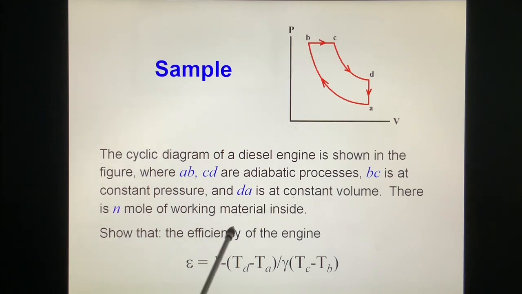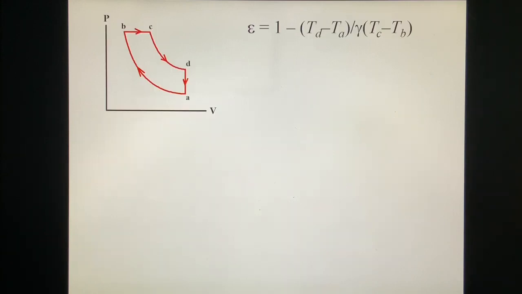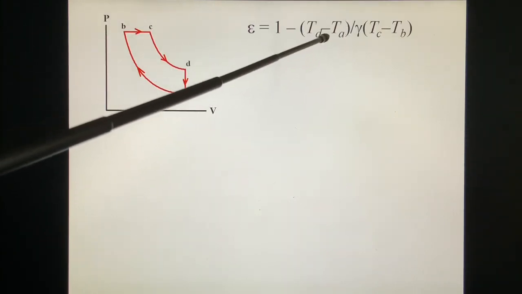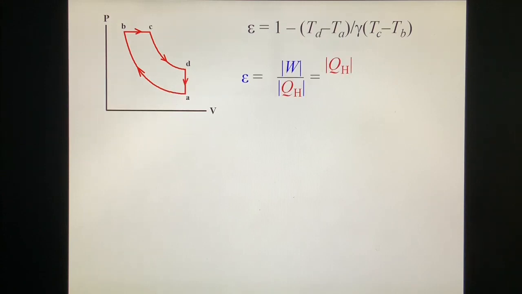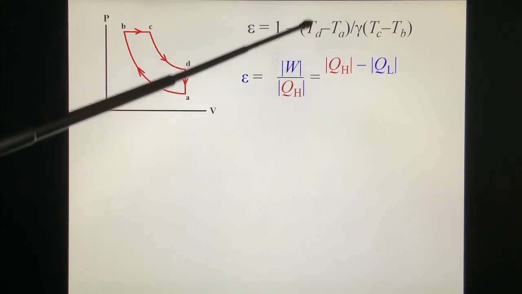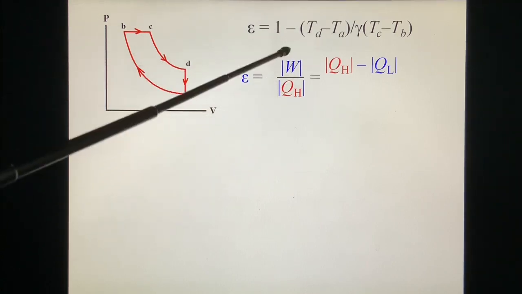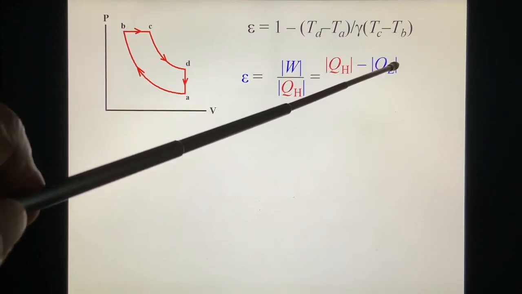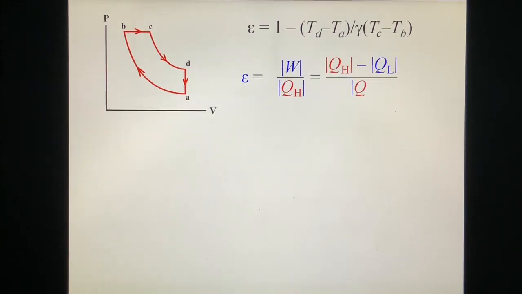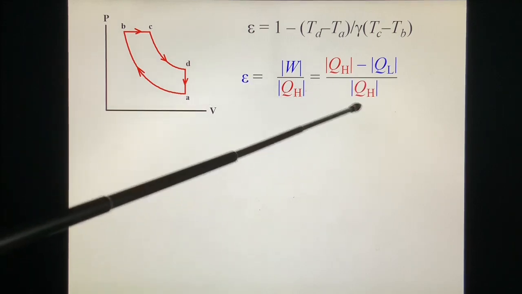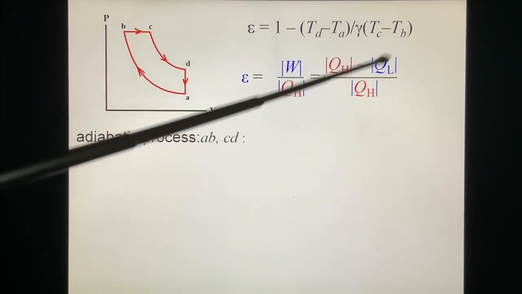Show that the efficiency of the engine epsilon equals 1 minus (TD minus TA) over gamma times (TC minus TB). This is what we want to prove. Now, the efficiency by definition equals the work done over the heat input to the system. And this work done equals QH minus QL by energy conservation. So we have to calculate this.